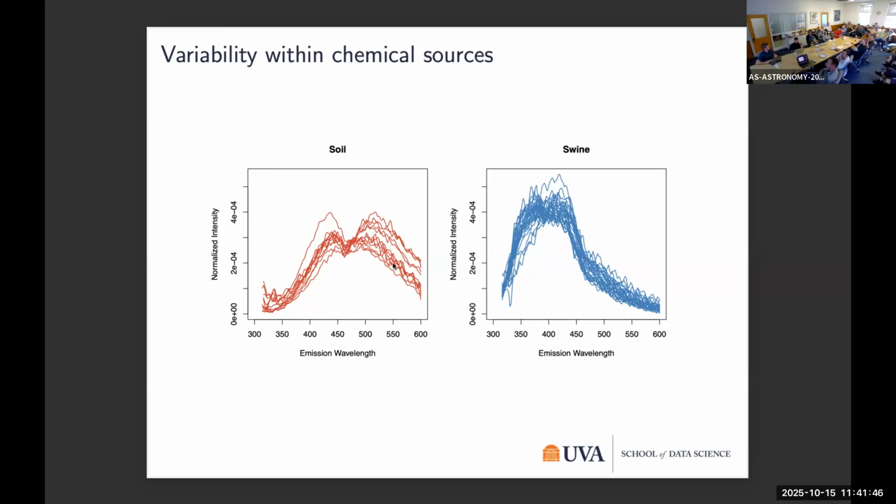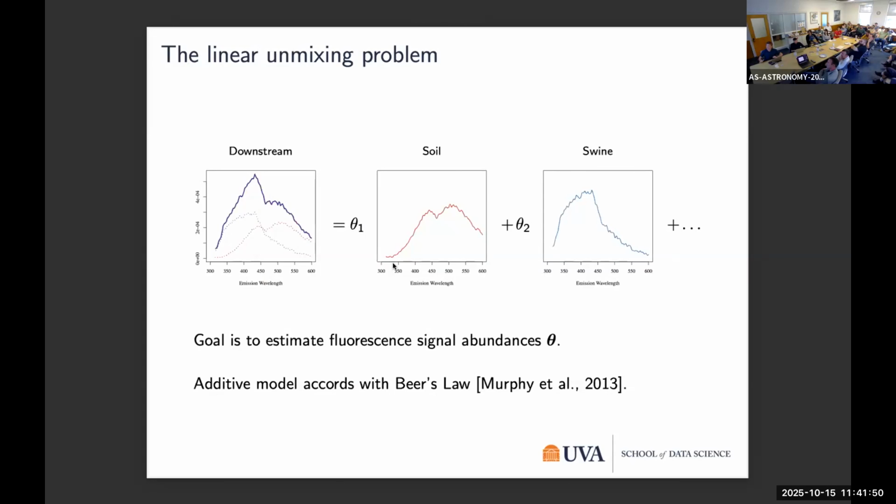We actually use all of these spectra to get a better estimate. All right, so what is the estimation problem specifically? We have this downstream spectrum measurement that we're imagining is taken from the river, furthest downstream from these polluting sources. And we suppose that it is a linear superposition of the constituent spectra, and that linear combination is weighted by some weights, theta 1 through theta k.